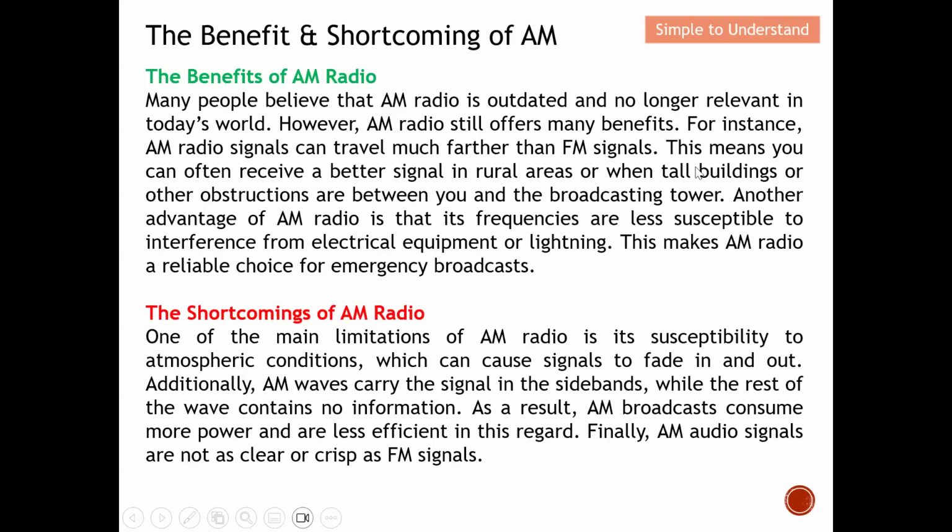So this means that you can receive a better signal in a rural area, or when tall buildings or other obstructions are between you and the broadcasting tower. Another advantage of AM radio is that its frequency is less susceptible to interference from electrical equipment or lightning. So this makes AM radio a reliable choice for emergency broadcast.